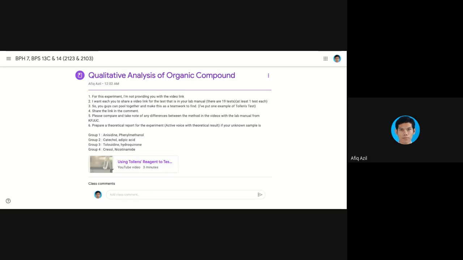And in terms of the reporting, this is slightly different from what you were supposed to do. Originally, I should give you an unknown compound, and then you would do all the testing to determine what kind of organic compound it is. But now, I am giving you the name of the compound itself, and what you should do is, for example, the first one, anisidine. You are going to check in the, let me open back the manual.